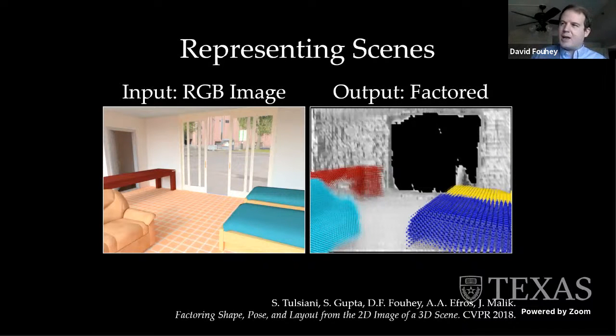Well, the idea is that we have this input RGB image, and we want to represent the scene that it captures. And there's a question of how do you do that? You could use voxels, a depth map.